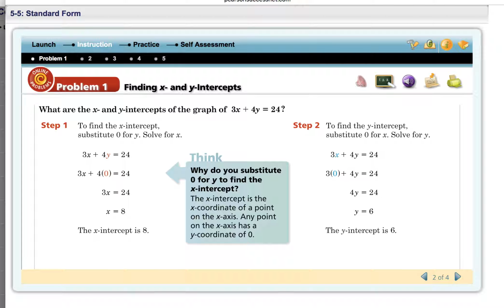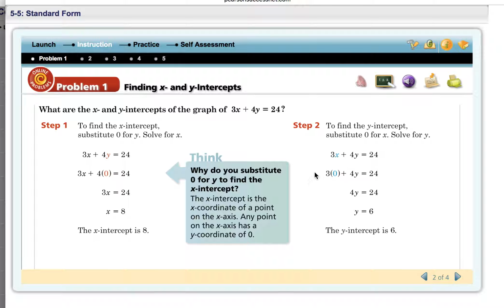Okay, so it says to find the x-intercept, you substitute 0 for y into the problem. That's a pretty easy thing to do, and you can do that for either the y or the x. So if we want to find the x-intercept, we put 0 in for y. Here's our original problem, 3x plus 4y equals 24. We find the y in our equation and plug in 0. Then 3x plus 4 times 0 is 0, so it's just 3x equals 24, and we know the x-intercept is 8. What that means is our graph is going to cross the horizontal line, the x-axis, at 8.